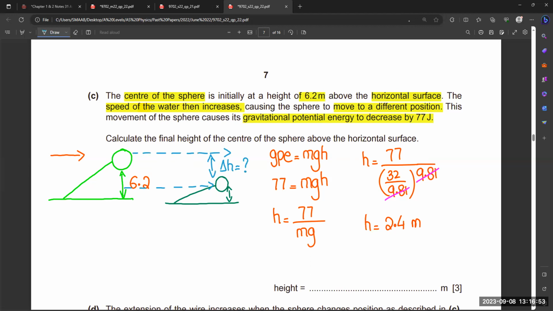So we are actually finding this height. This height is 2.4, because we calculated it from the formula according to the given values. So this answer is 2.4. But in the question, they are asking above the horizontal. So for this height, we have to subtract 2.4 from 6.2 and you will get the answer 3.8. So from the ground level or from the horizontal surface, the new height will be equal to 3.8 meters. Any confusion? No. Okay.